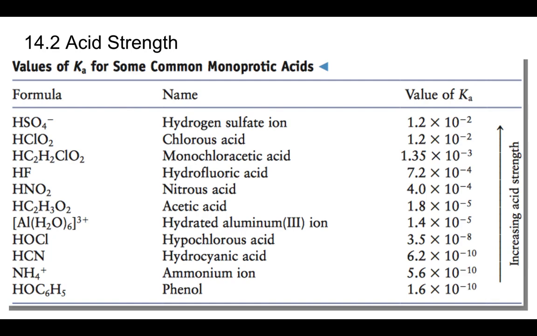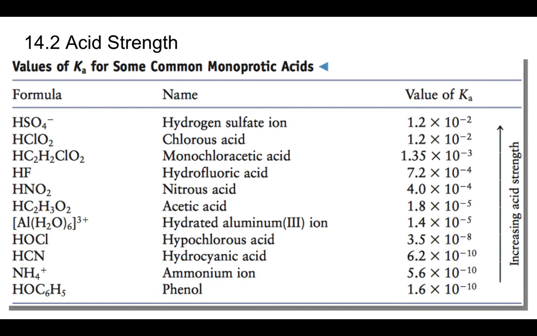HSO4 minus, 1.2 times 10 to the minus 2. Practically exactly the same strength of acid, chlorous acid, HClO2, has a 1.2 times 10 to the minus 2 Ka value at room temperature. Add a chlorine to acetic acid and you get 1.35 times 10 to the minus 3. Hydrofluoric, 7.2 times 10 to the minus 4. Nitrous acid. Regular acetic acid, 1.8 times 10 to the minus 5. Probably my favorite example to use if I'm just making up an acid equilibrium problem is I'll probably pull acetic acid out and say, okay, let's assume acetic acid.